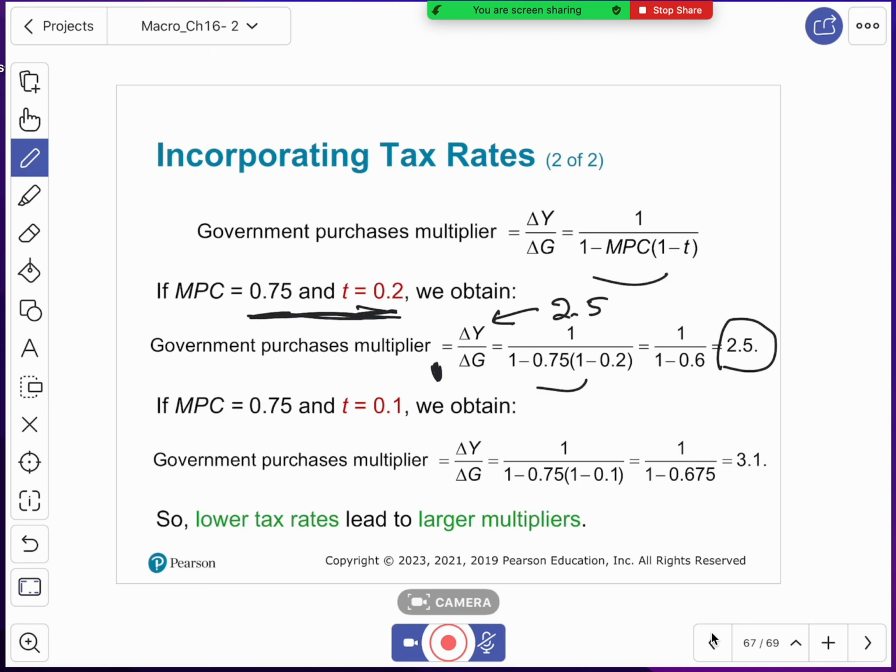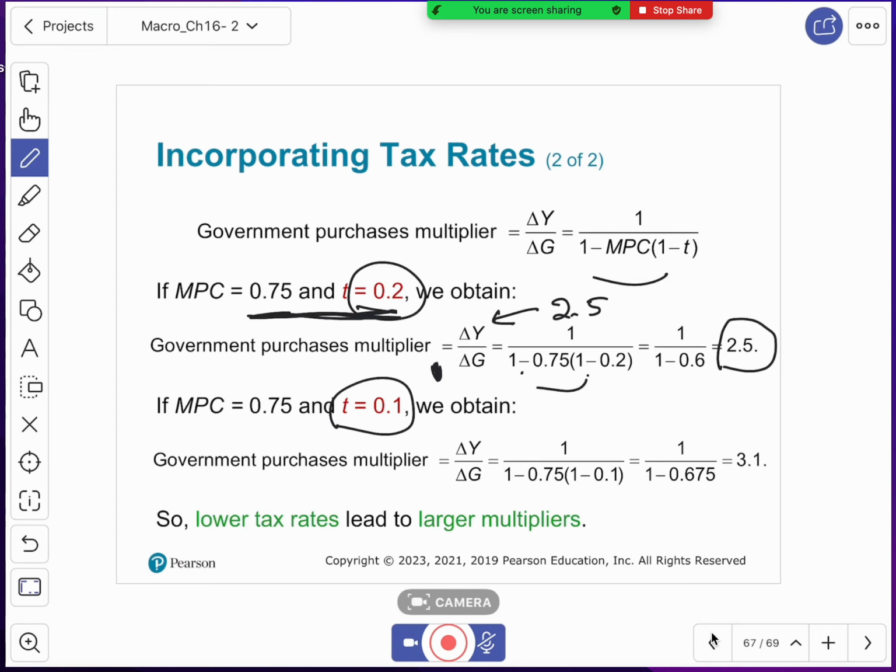Now, suppose that taxes decrease. It was 20%, now it's 10%. We would expect that as taxes decrease, the multiplier is going to be bigger. Number one, mathematically, it's in the denominator, right? There is a negative sign here, so it's positive. So the lower the denominator, the bigger is the number.